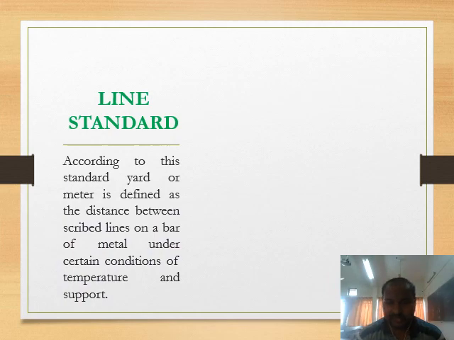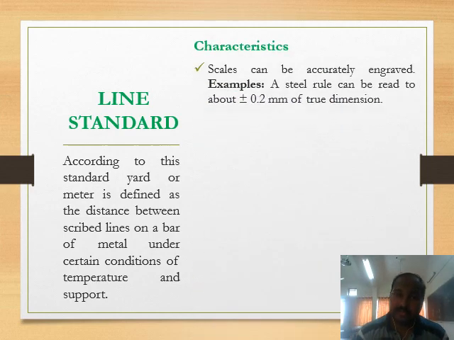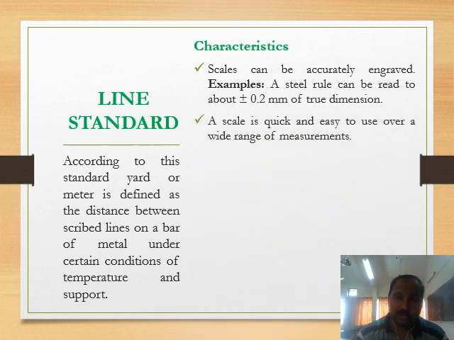So what is a line standard? According to this, a standard yard or meter is defined as the distance between two scribed lines on a bar of metal under certain conditions of temperature and support. What are the characteristics? A scale can be accurately engraved. A steel rule is what we use for measuring in domestic applications. A number of lines are engraved over the scale, and the distance between any two lines gives the length for a particular measurement. A steel rule has about plus or minus 0.02 mm of the true dimension. A scale is quick and very easy to use over a wide range of measurements.